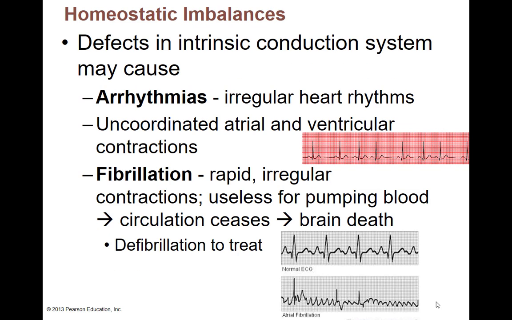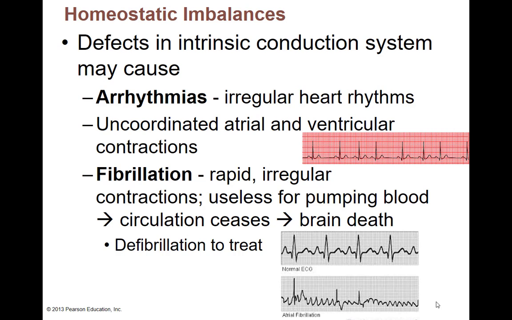If anything is wrong with any of this, it can lead to arrhythmias. It just means your heart's not beating in the same rhythm it's supposed to. It doesn't go atria to ventricle; it starts to kind of go all over. That's never good. You can have uncoordinated atrial and ventricular contractions. If they are uncoordinated, it means blood might not be getting to where it needs to in the body. You might also have what's called fibrillation, which is irregular contractions.